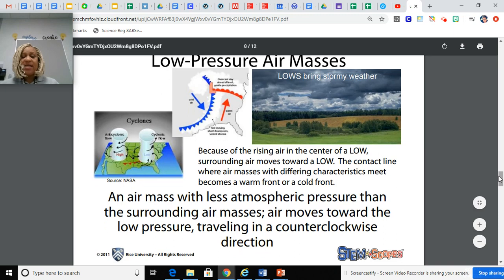An air mass with less atmospheric pressure than the surrounding air masses: air moves toward the low pressure, traveling in a counterclockwise direction. So when you have low pressure, it's not moving like the hands on a clock, it's moving backwards. Think of those hands going backwards, right? That's counterclockwise, okay?